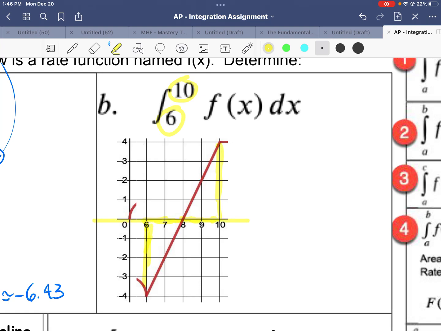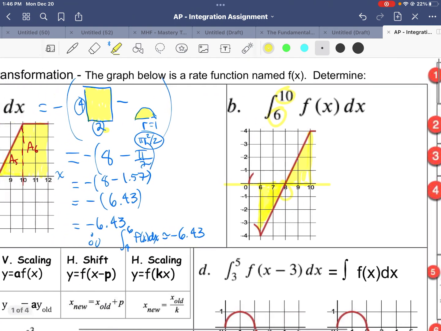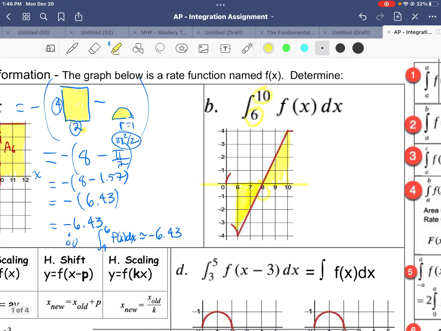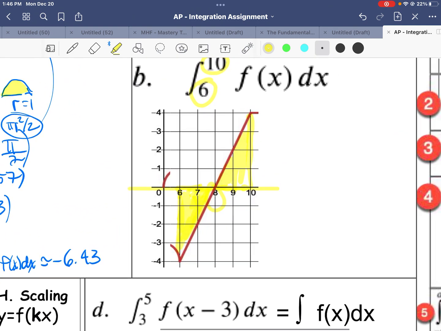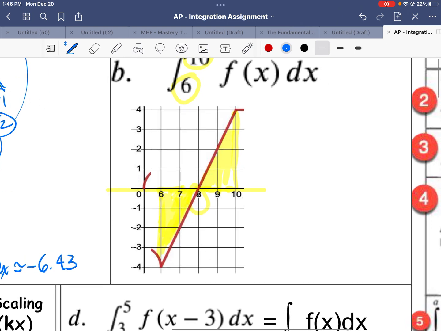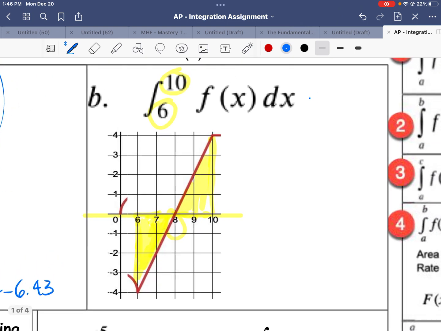From 6 to 8, the graph is below the x-axis, so that signed area will be negative. The graph to the right of x equals 8 is positive. Well, we can do calculations for these areas. Now, the question is, right away, can you see how I can do this without doing any calculations at all?